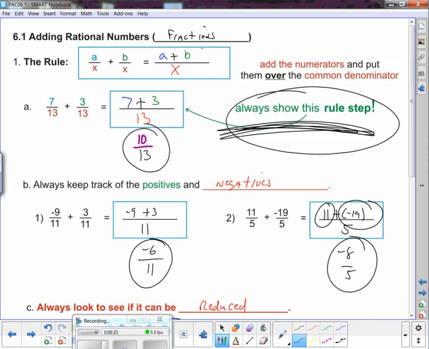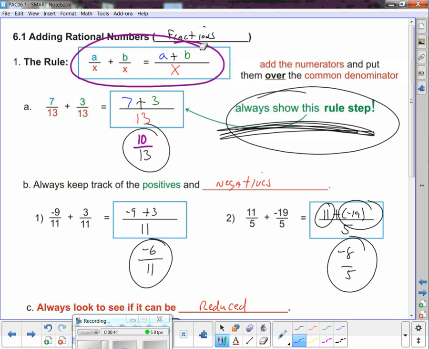The rule is pretty simple to adding fractions. I will definitely ask you that rule on your quizzes this chapter, definitely on your test. And listen, every test the rest of the year will have that rule on it. Don't forget it, because that tells you how to add fractions.